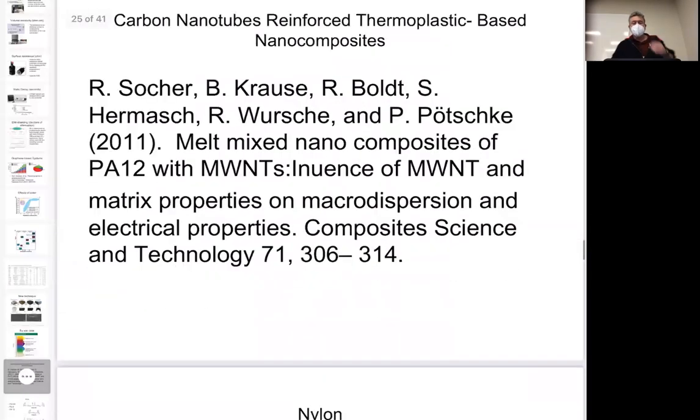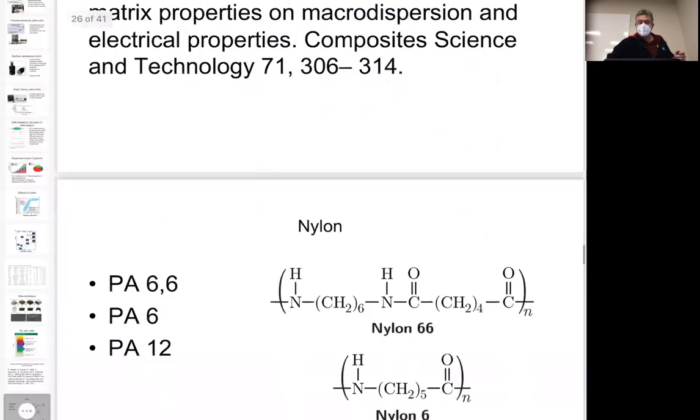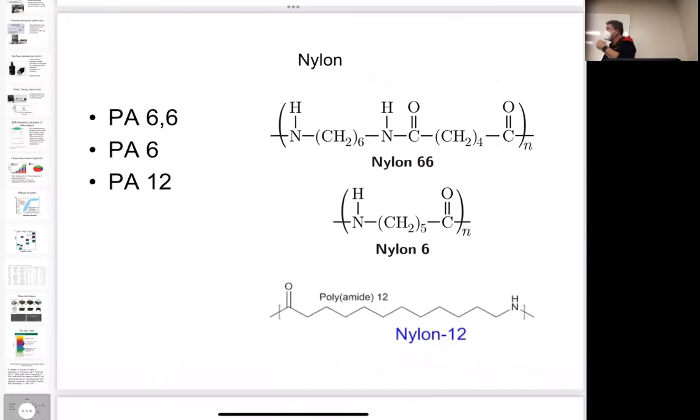So now I want to talk about carbon nanotubes. I'm going to compare carbon nanotubes, graphene, and all these, and a few of the other pillars. In this particular one, we're looking at multi-walled carbon nanotubes and polyamide 12, or what's also called nylon 12. So first of all, the polymer is one of these.